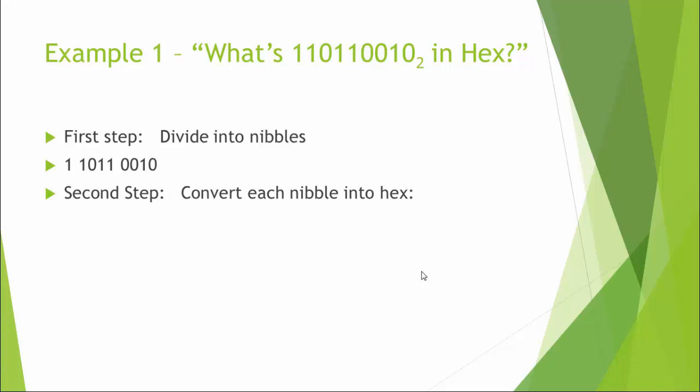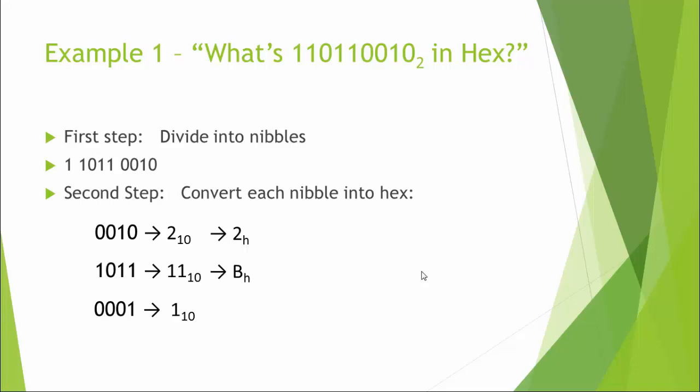Now we convert the 3 nibbles into hex. 0010 maps to 2 in decimal, which is of course 2 in hex as well. 1011 is 11 in decimal, which maps to a B. And 1 is a 1 in decimal, and in fact a 1 in hexadecimal. We now have our 3 hex digits, and we just have to write them in the correct order. So 110110010 is the same as 1B2.